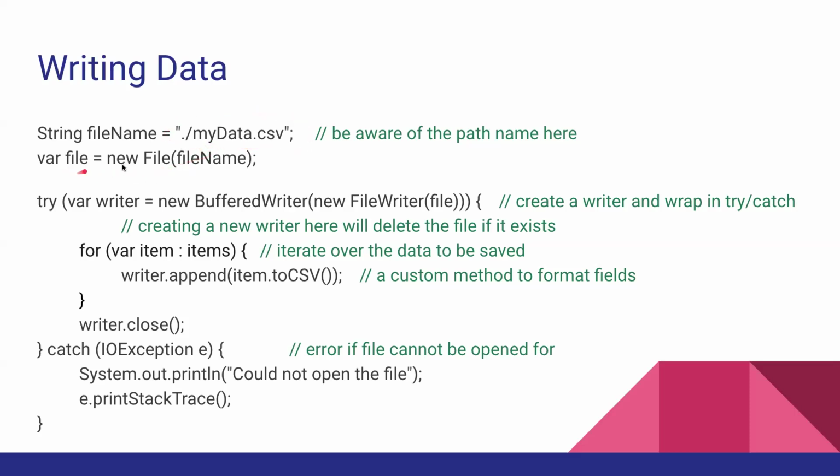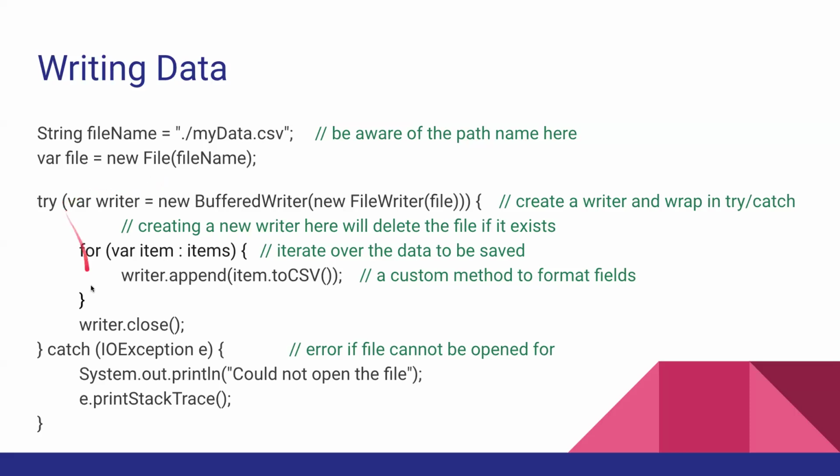Okay, so then you can create a file. We're going to say file equals new File with the file name. So the file name is this. This just creates the file object, just like any other object, like creating a scanner or any of the other objects that we've created.